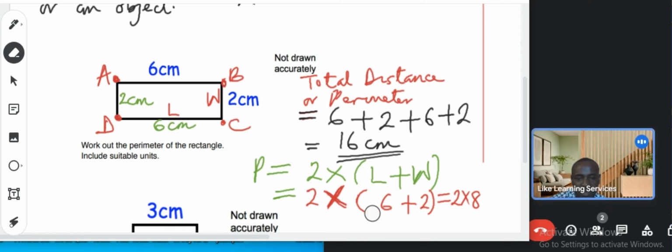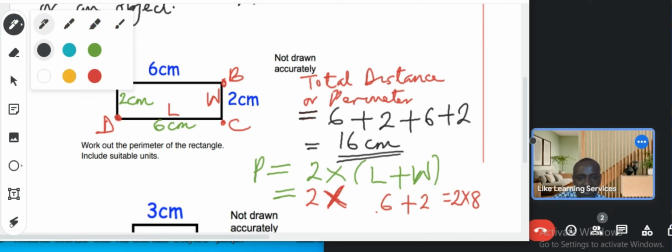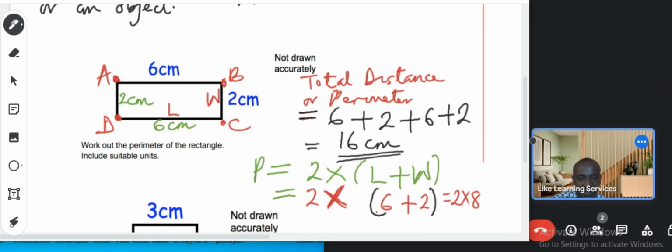Okay, let me put this in the ones, the bracket. Let me use a black marker for the bracket. So this is it. Let me use a blue marker for this times here. So 2 times 6 plus 2, and the bracket, what we have inside the bracket is 8. 6 plus 2 is 8. So 2 times 8 will give you what?